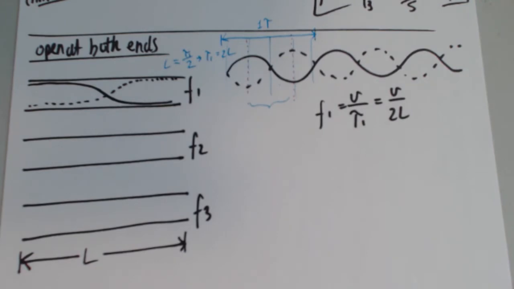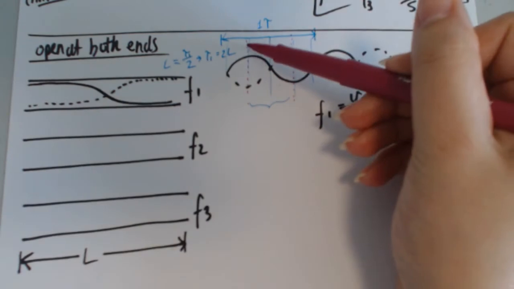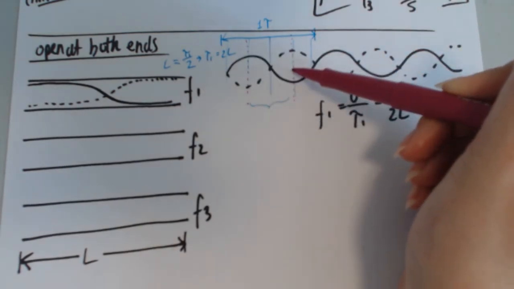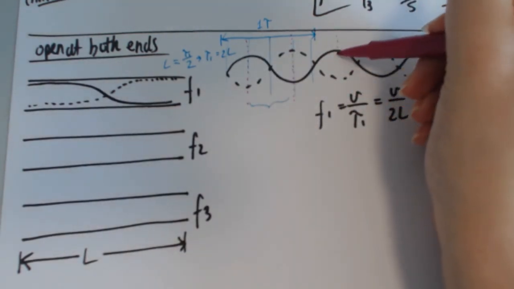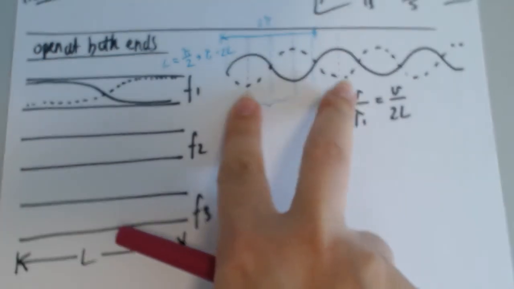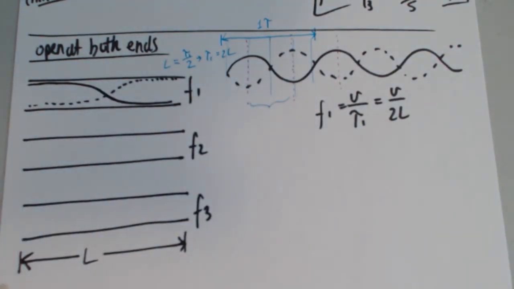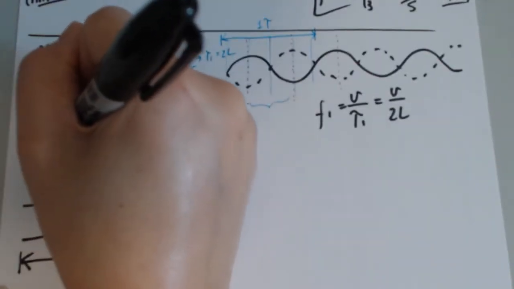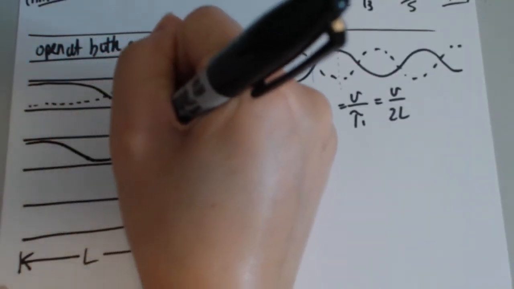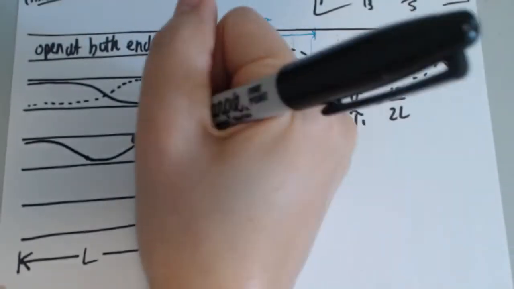Okay, next, F2. What's the next possible pattern that I can create? Well, if I start here, there's my first antinode, there's my next antinode. So from here to here, that's the next possible pattern I can create. Okay, so if I draw it, I'm going to come down, go back up, and there I have it.